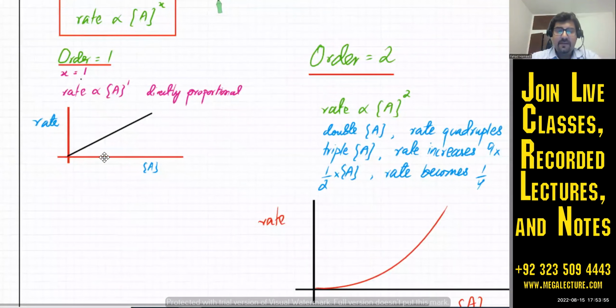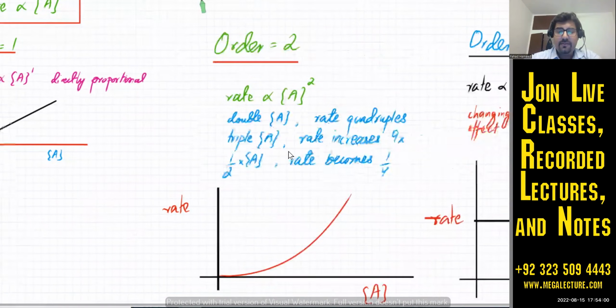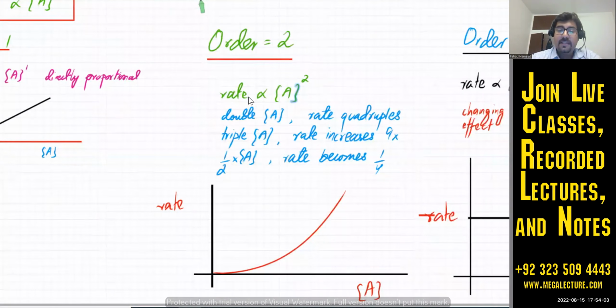That means it's going to be a linear graph. If you continue to increase the concentration of A, the rate will increase. Then you have order 2. Order 2 means the rate depends on the concentration of A with a power of 2. If you double A's concentration, the rate quadruples. If you triple it, the rate increases 9 times. So it's a square relationship, a quadratic relationship. The rate does not increase proportionally, it becomes a lot faster.